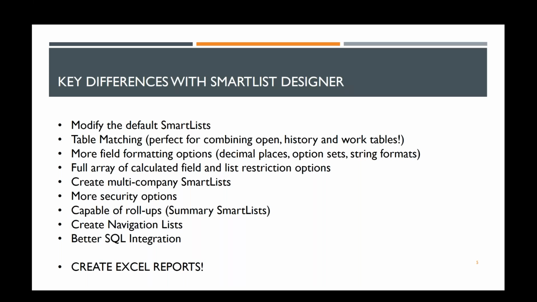A lot more security options. That goes without saying. It's kind of self-explanatory. We can do Rollups, which are summary smart lists. We can also create navigation lists. So those are the navigation panes in GP. You can actually publish your smart list directly into a navigation pane so people can view the smart list inline with the GP window.